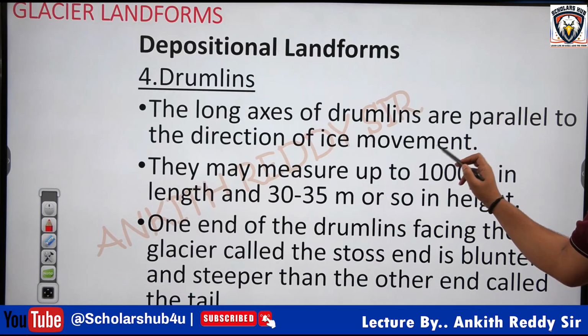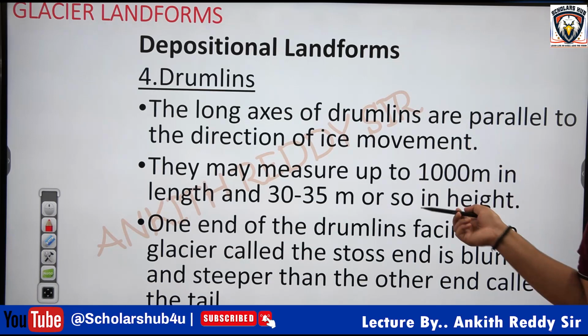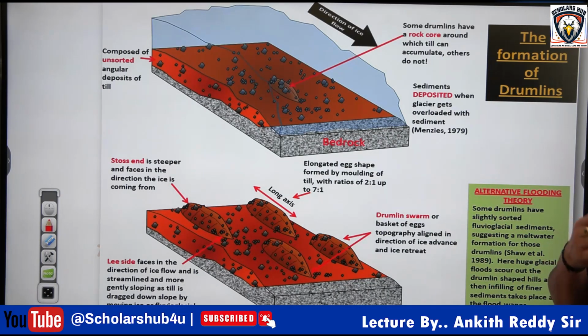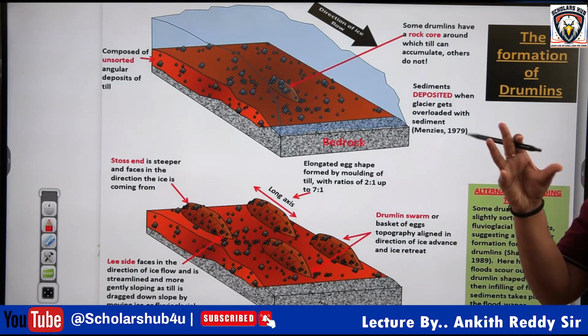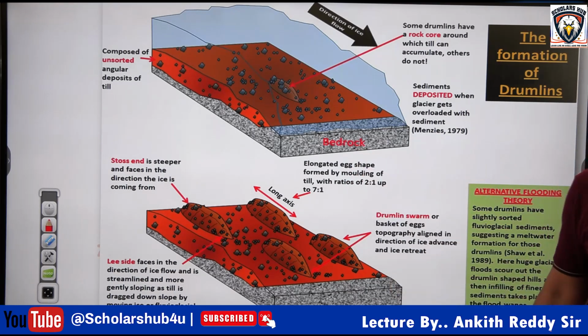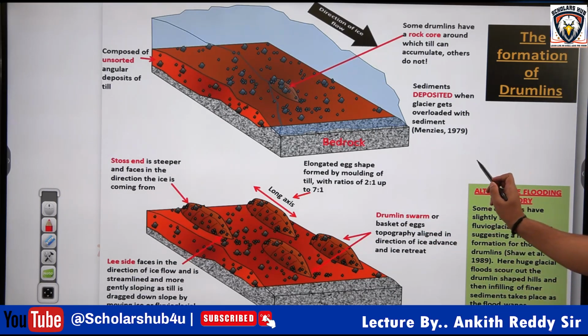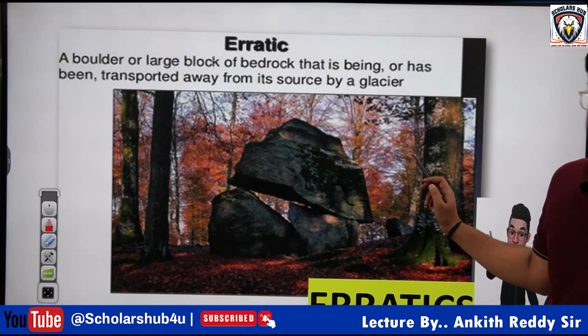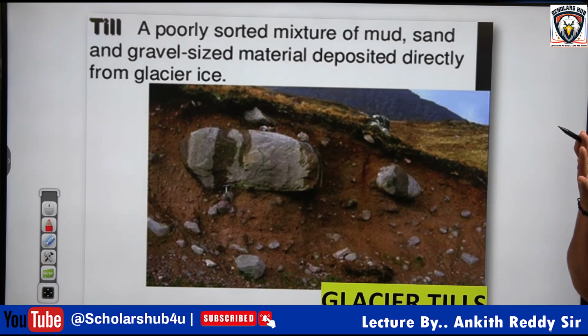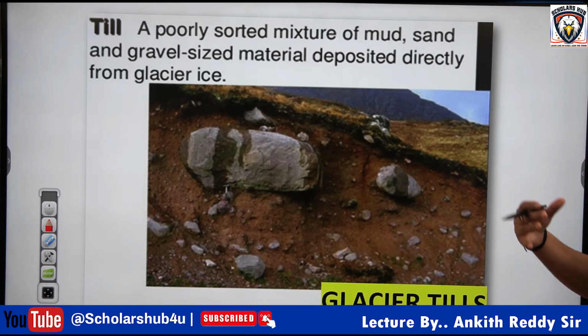Then drumlins, also called egg basket topography. When the glacier moves along with the till, wherever it is struck by hard rock, all the deposition is done around the rock, forming an elongated structure like this, called drumlins. Then we discussed tills. Tills are depositional: the sediments carried by the glacier are called till. In tills you find sand, gravel and boulders like this.